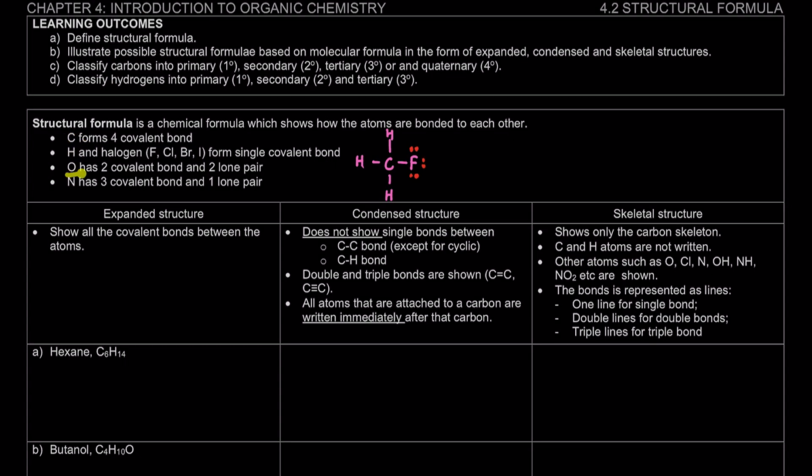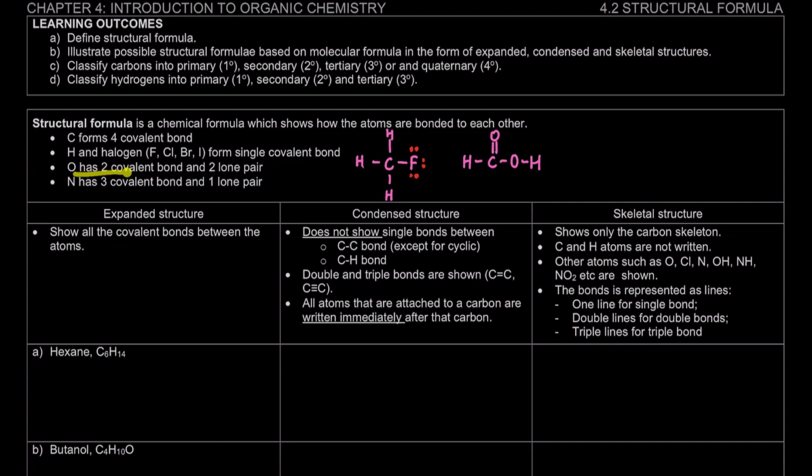Next is oxygen has 2 covalent bond and 2 lone pair. For the easiest example to show, if we have our methanoic acid, which is our carboxylic acid itself, for example, again, for the carbon, so we have double bond O, OH, and then H here. Again, carbon will have 4 covalent bond. So carbon here have 1, 2, 3, 4. So that is for the case of carbon.